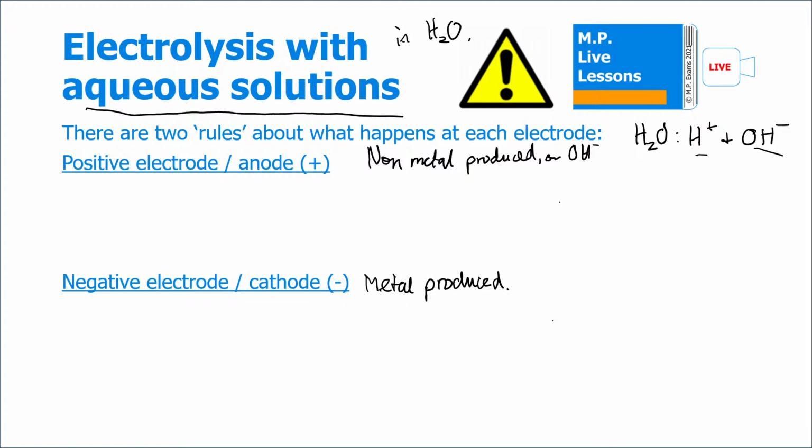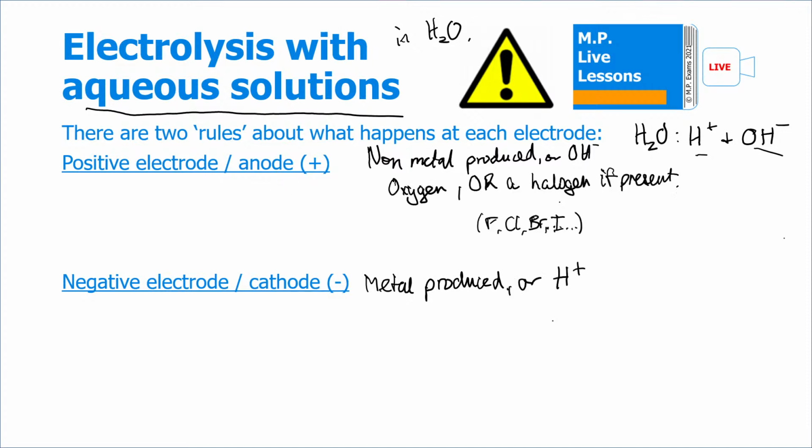So actually, at the anode, we do get non-metal produced, or the OH ion gets to the electrode, so we get oxygen instead. At the cathode, you will just get the metal or hydrogen gas if the metal is more reactive than hydrogen.